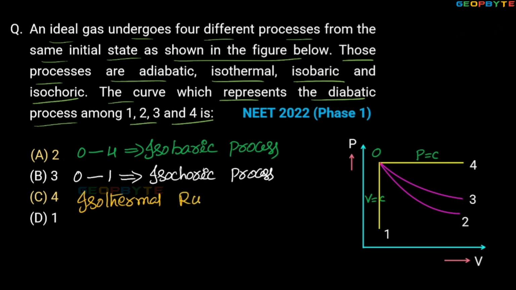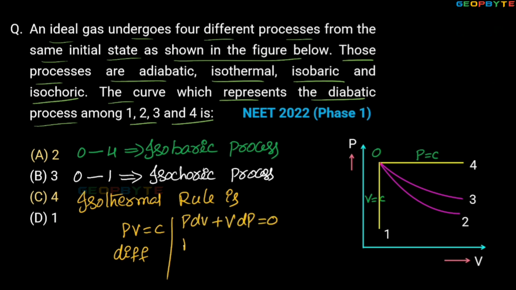As you know, the isothermal rule is that the product of pressure and volume remains constant. Then you differentiate it on both sides. PdV plus VdP equal to 0. From this I can write PdV equal to minus VdP. Then dP by dV at constant temperature equal to minus P by V. The quantity dP by dV at constant temperature is the slope of the isothermal curve, which is equal to minus P by V. The negative sign indicates that as the pressure increases, volume decreases.